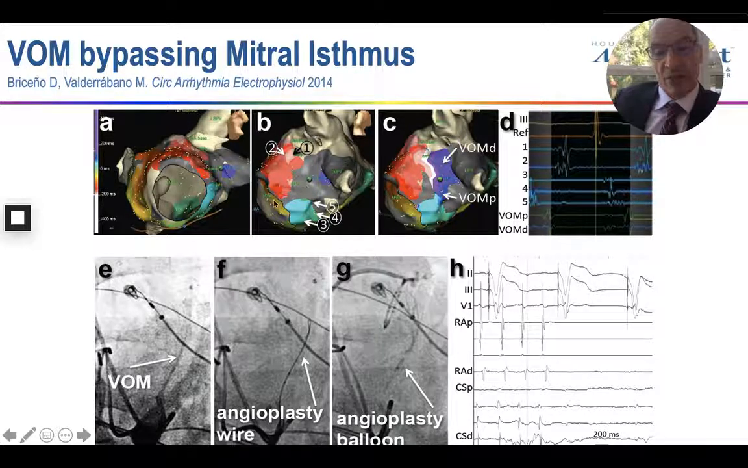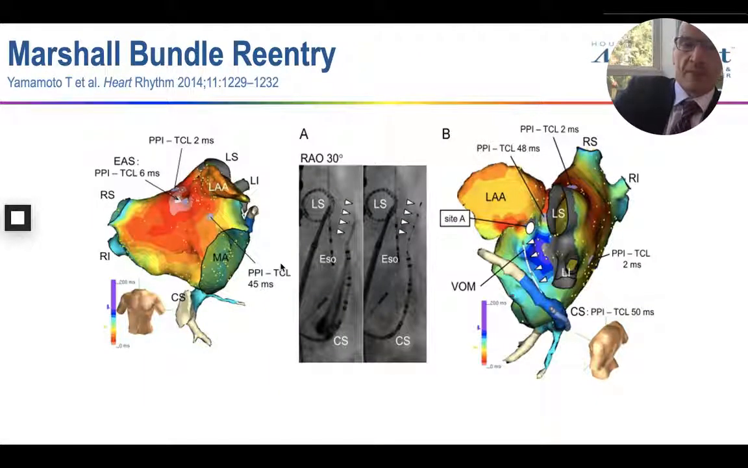In situations like this, we were able to complete the map by getting signals from the vein of Marshall, now no longer with the Cardima catheter, but with an angioplasty wire configured as a unipolar electrode. If you annotated the activation times based on the angioplasty wire at different levels of the vein of Marshall, we could complete the circuit, and with ethanol infusion, the tachycardia would stop. Similar experiences have been shown by the Japanese, mapping and ablating vein of Marshall mediated recurrent perimitral flutters.